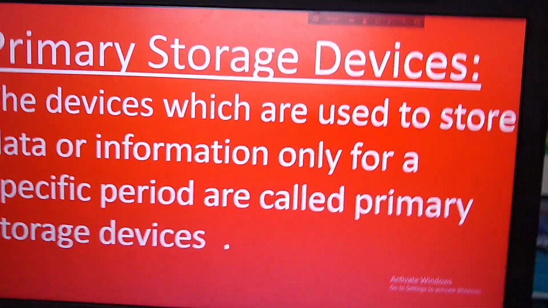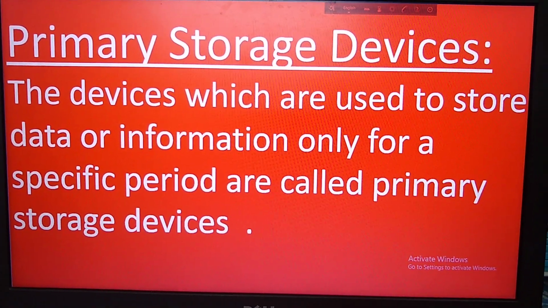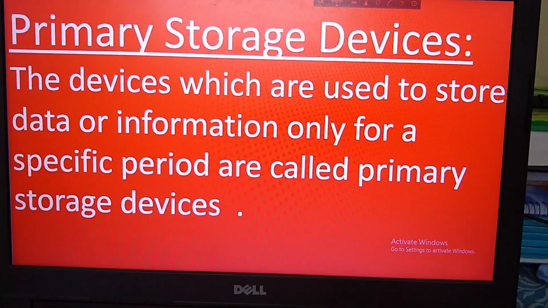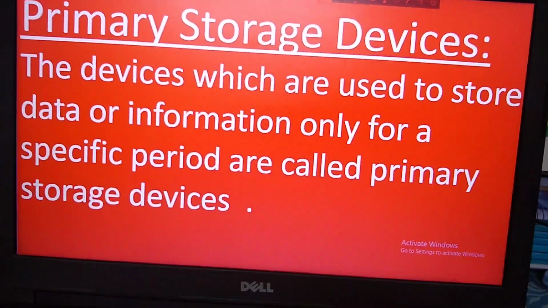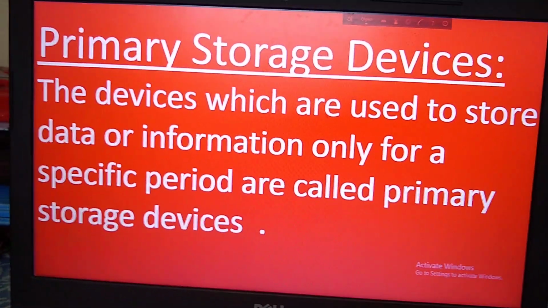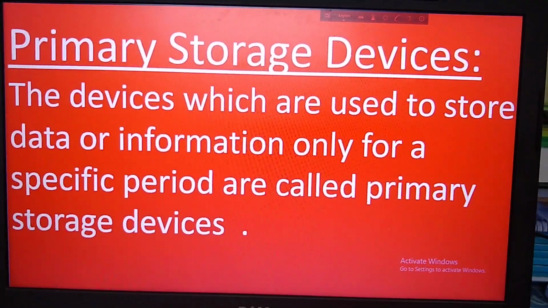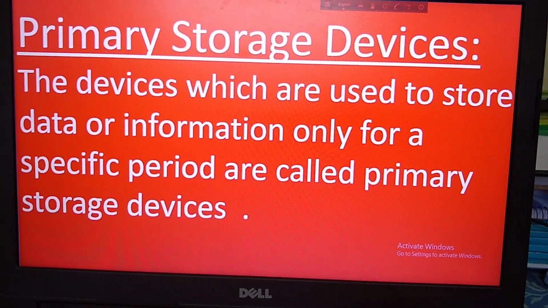So let us see the definition of a primary storage device. The devices which are used to store data or information only for a specific period are called primary storage devices, such as RAM. Suppose we give any input to the computer, then at first it goes to the RAM, then it is sent to the processor. After processing, the result is sent again to the memory, then the memory unit gives this result to the output unit, and then we get the output.